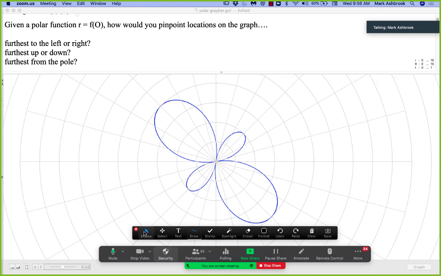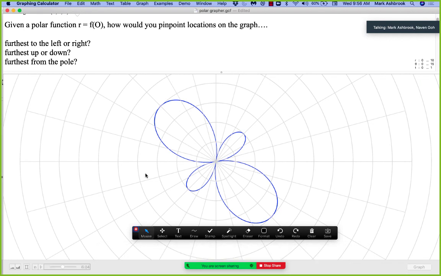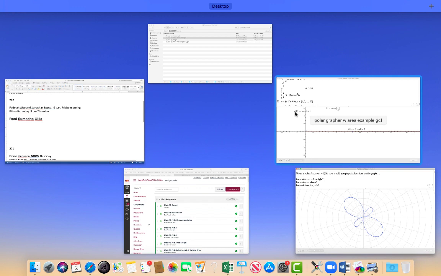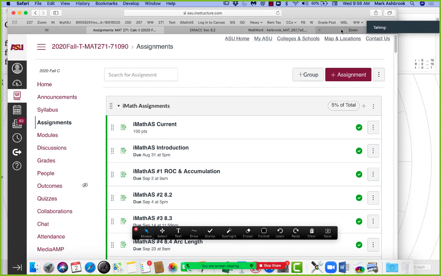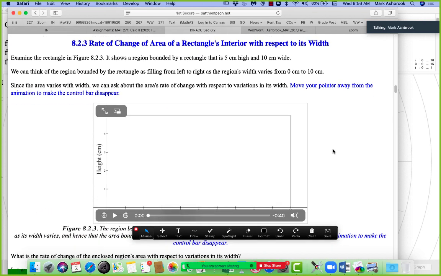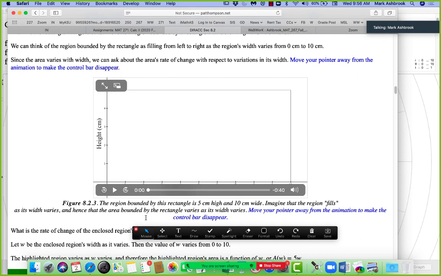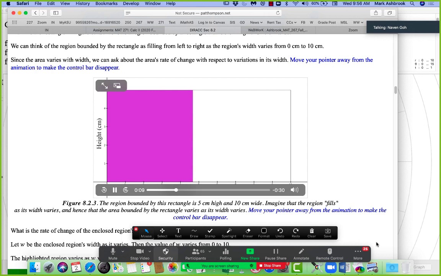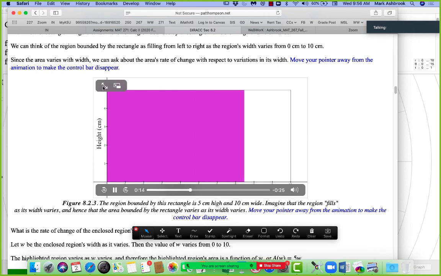Okay, so let's talk about area. So remember when we talked about area, what was the first thing we started with? The first thing we started with was to try to figure out how to write an accumulation of area. Why doesn't it go away? It was going away before. Okay, so we'll do that.